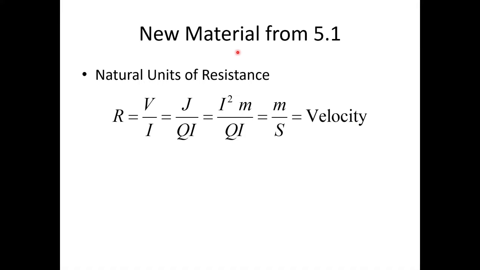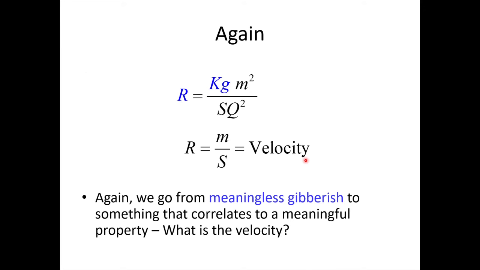And this is new material that's included in the 5.1 version of the paper. So again, resistance in the legacy unit is completely meaningless gibberish. In natural units, it is very meaningful and correlates to what we should think resistance should be correlated to, velocity. If you have a higher resistance, there should be higher velocity somewhere. But right now our job is to find out how this correlates to underlying mechanisms in material. That's maybe another paper.